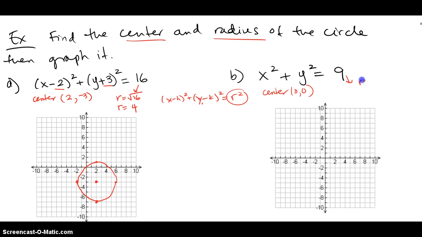And then the radius is the square root of whatever's on the right, which is a 3. So the center is at (0, 0), and we take 3 steps to the right, 3 to the left, 3 up, 3 down, and we've got our circle. And if on the right side you don't have a perfect square, you can always approximate what that number may be and take your steps in the directions as needed.